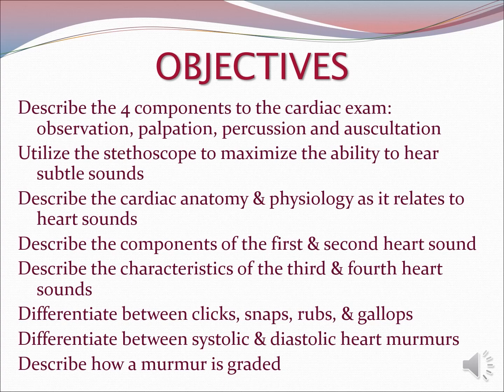Describe the cardiac anatomy and physiology as it relates to heart sounds, including the components of the first and second heart sound and the characteristics of the third and fourth heart sound. Differentiate between clicks, snaps, rubs, and gallops, and between systolic and diastolic heart murmurs, and describe how a murmur is graded.